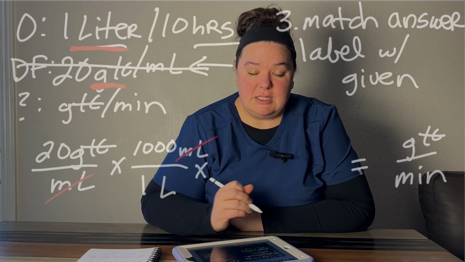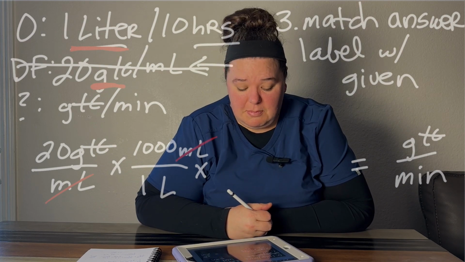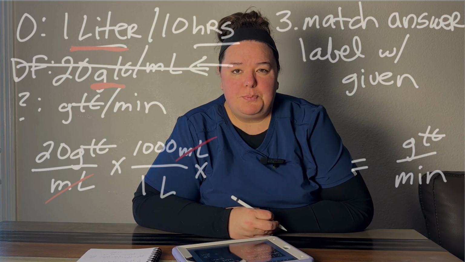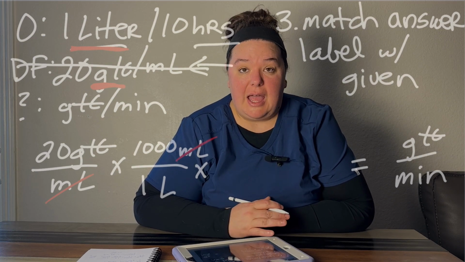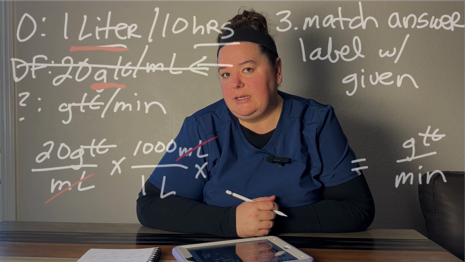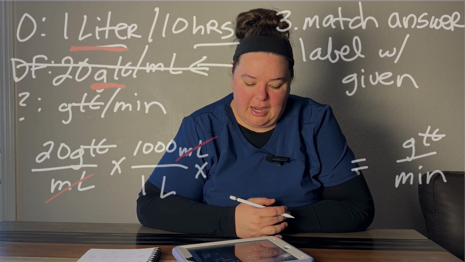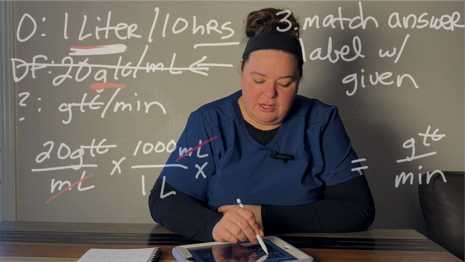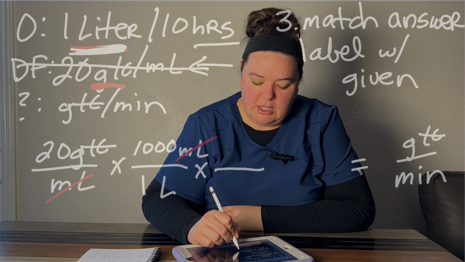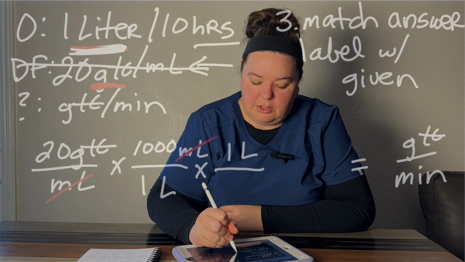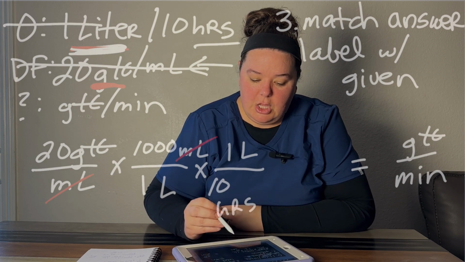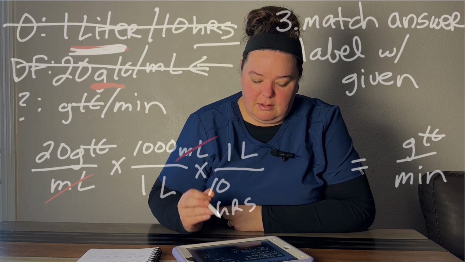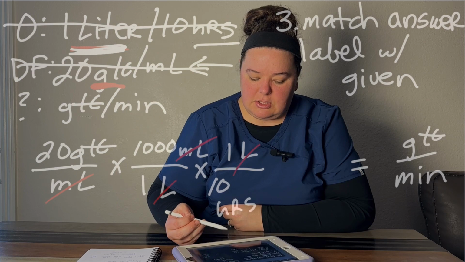So we're going to go back to the same question. Do our labels match? Well, we have drops per liter on the left, and we have drops per minute on the right. So they still don't match. We've got to get rid of liter. But we have liter in our given information. So we can go ahead and put our liter on top, our 10 hours on the bottom. We've used this, get rid of it. And now our liters cancel.